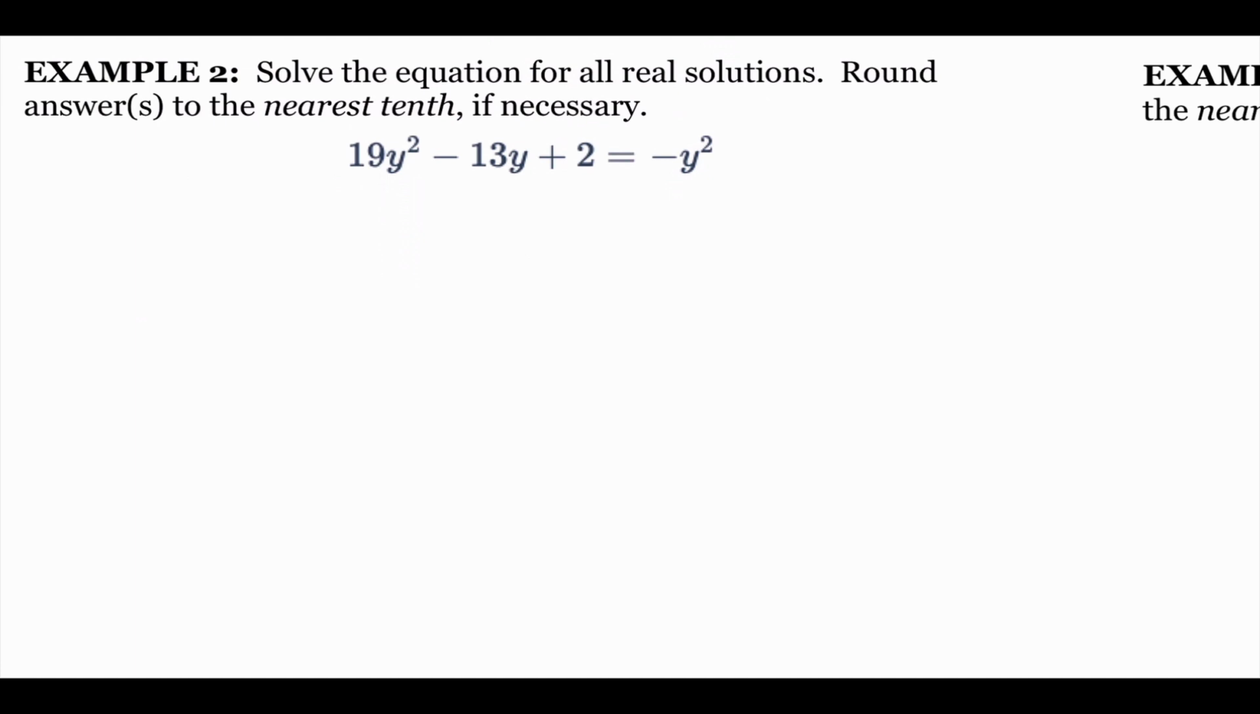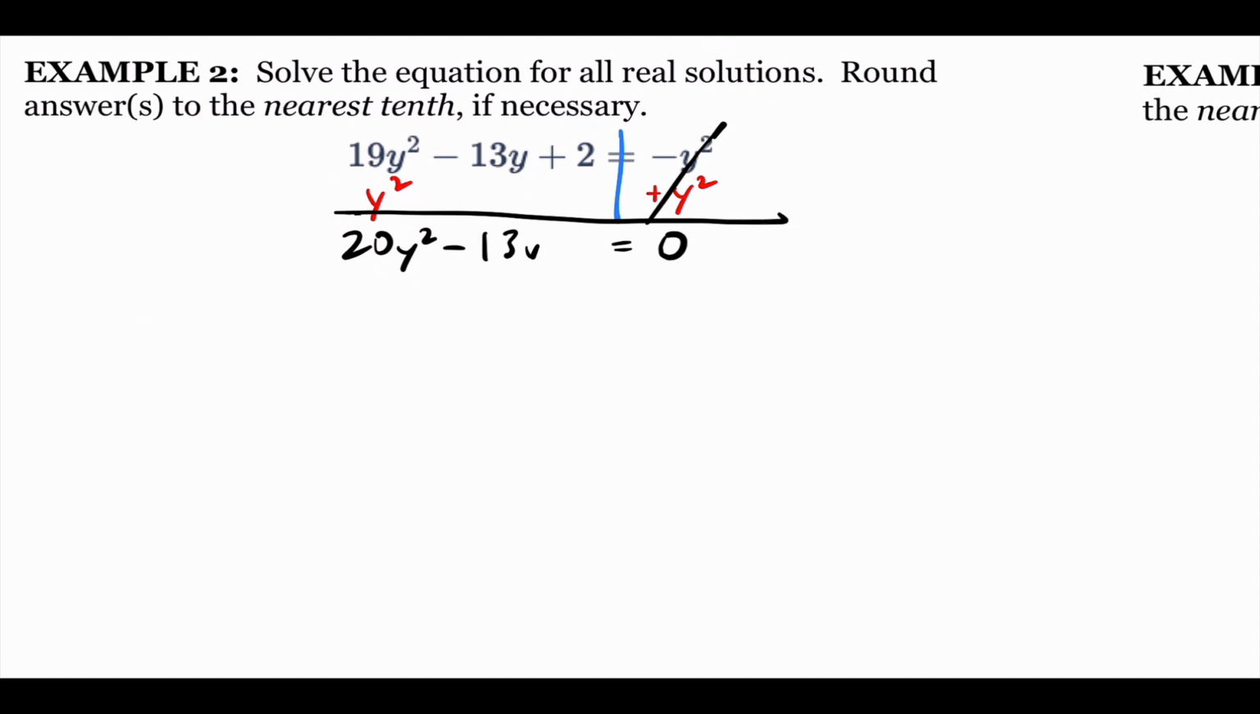Okay, so the first thing we got to do is set it equal to 0. So I'm going to add a y squared to the y squareds. So I get 20y squared minus 13y plus 2 equals 0.